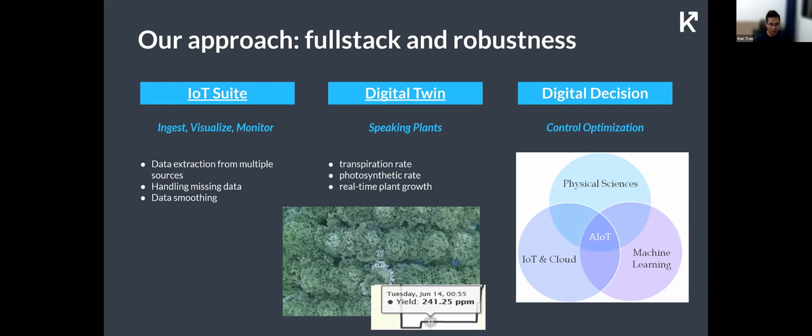In terms of the pipeline we had, these are motivated by our three products at Koidra. We have the IoT suite, the digital twin, and also the autopilot. We use our IoT suite for data ingestion, visualization, and monitoring, and for data smoothing. There are many little things that are not so important by themselves in a standalone context, but together they help make our pipeline very robust.